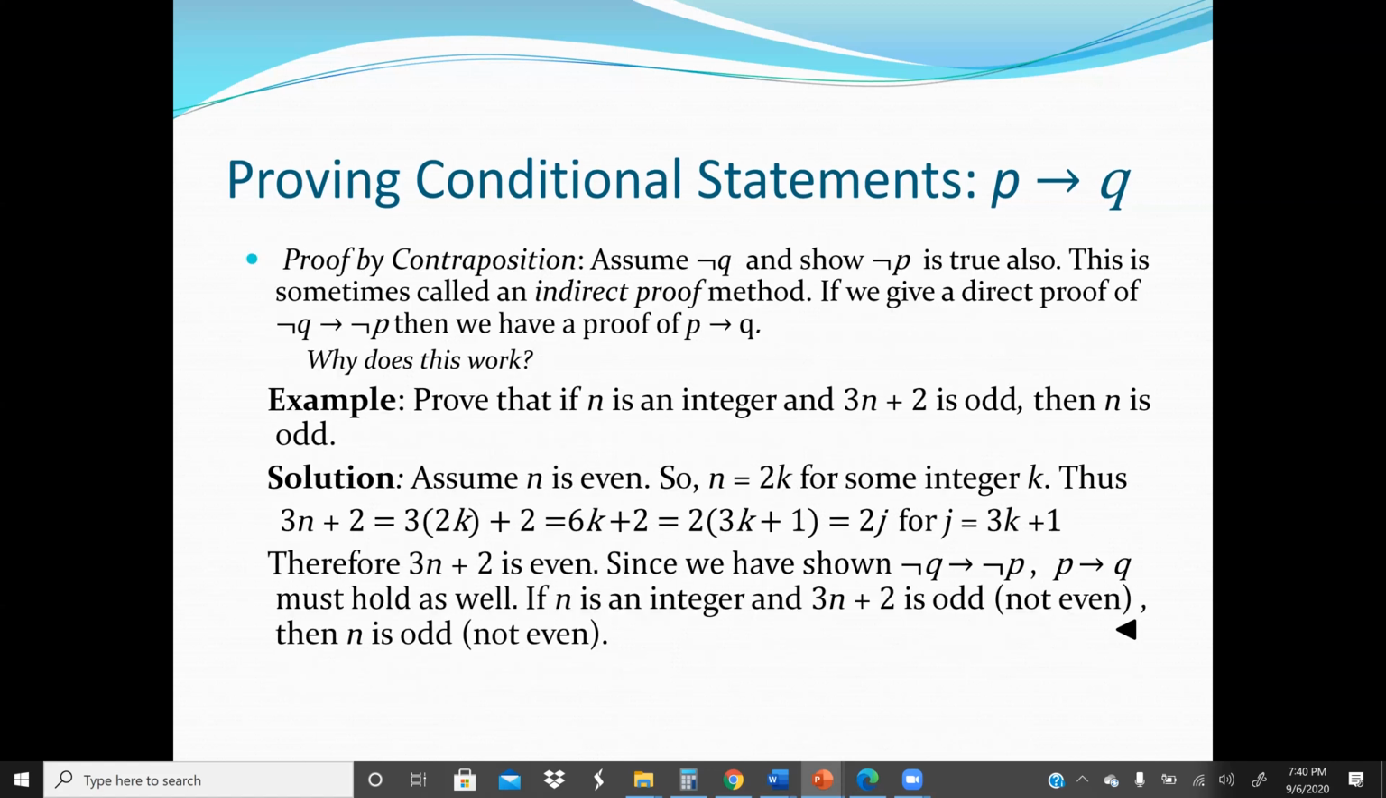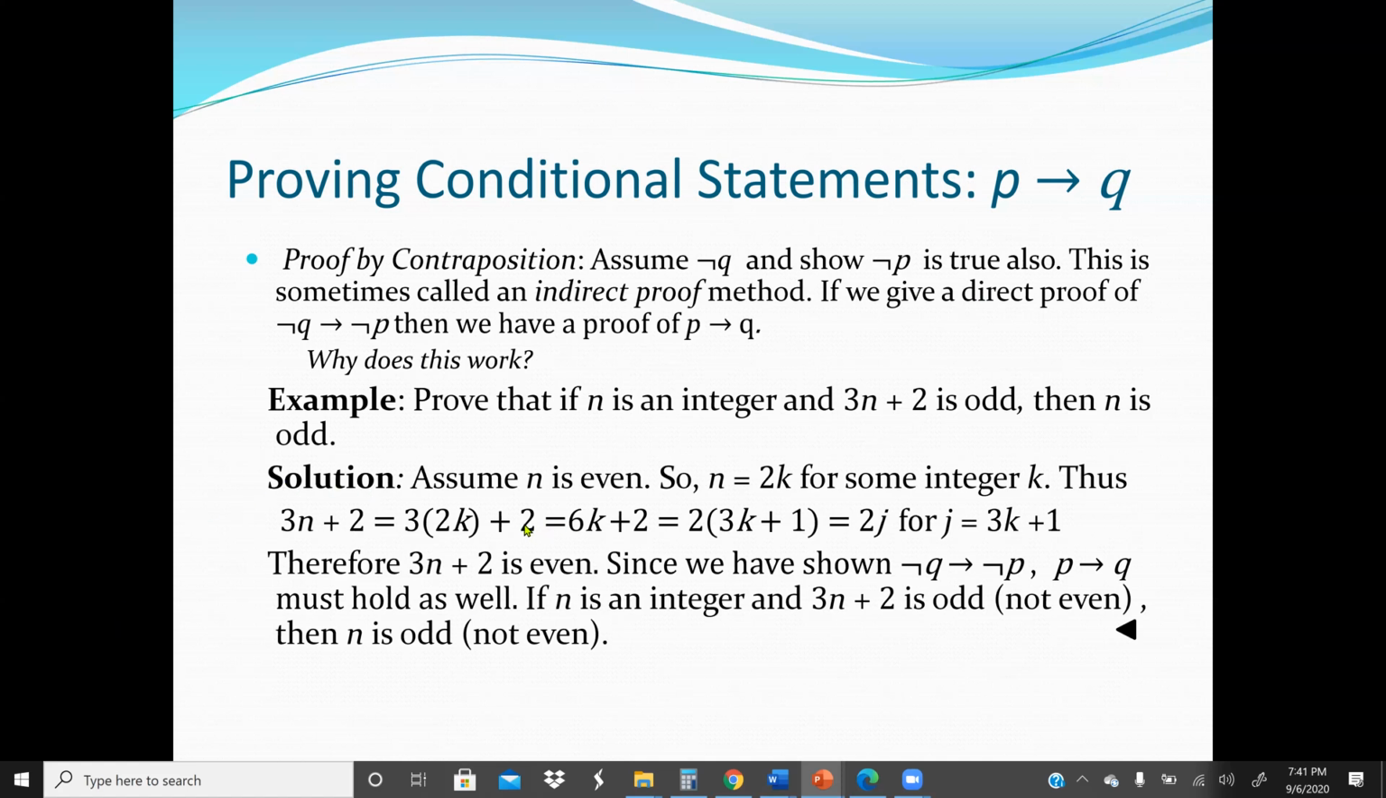Now, proving a conditional statement P implies Q, another example. Here we want to prove by contraposition. So here we are assuming not Q, assume not Q and show not P is true always. So this is sometimes called the indirect proof method. If we give a direct proof of not Q implies not P, then we have a proof of P implies Q. So we can prove that if n is an integer and 3n plus 2 is odd, then n is also odd.